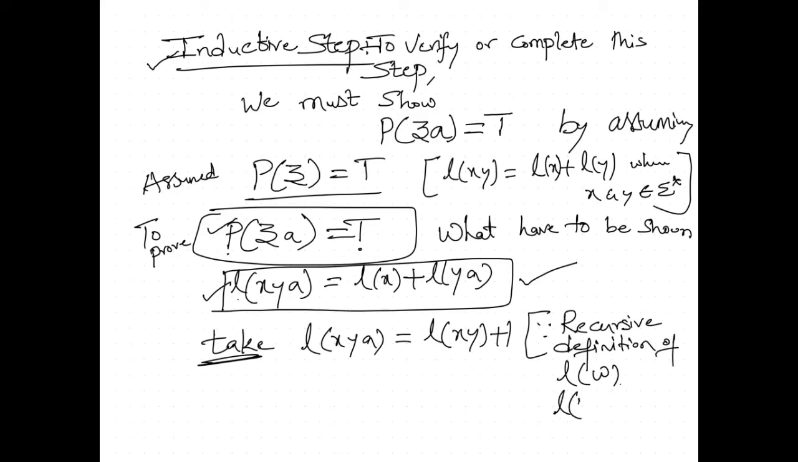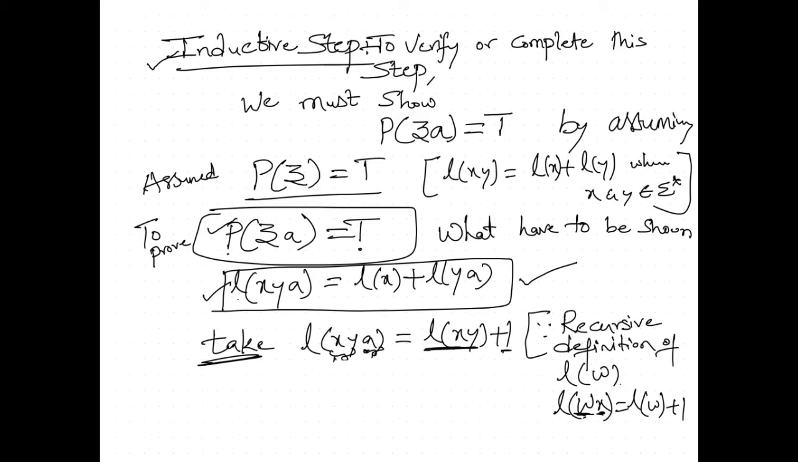L of Wx is equal to L of W plus 1, right? What is W? W is a string, x is a symbol. Now here xy is a string and this is a symbol. So L of xy, the string, I am writing as it is, and here how many symbols are there? Only one symbol, that's why I am writing 1. Okay, right? So this is very, very important. You need to understand this.